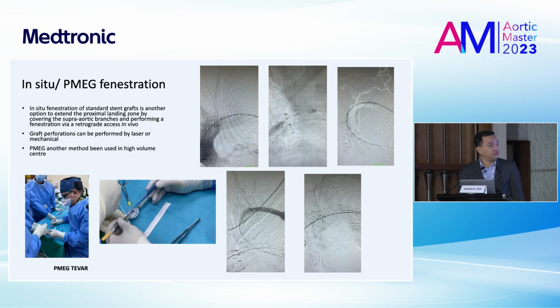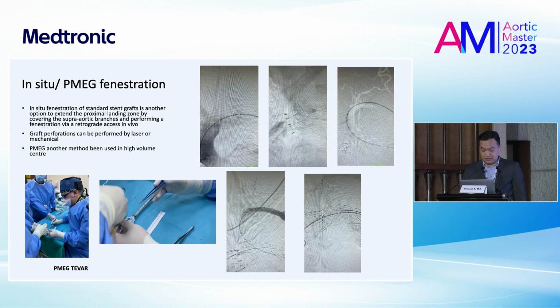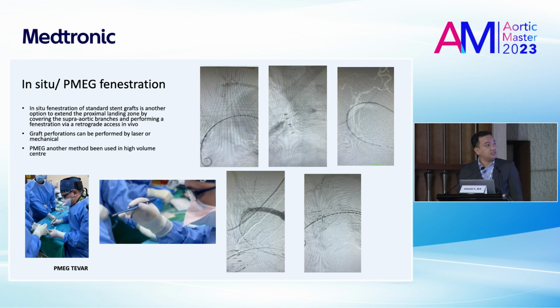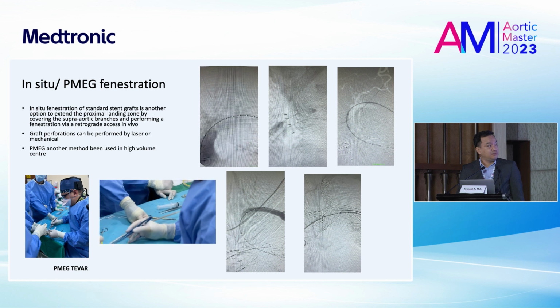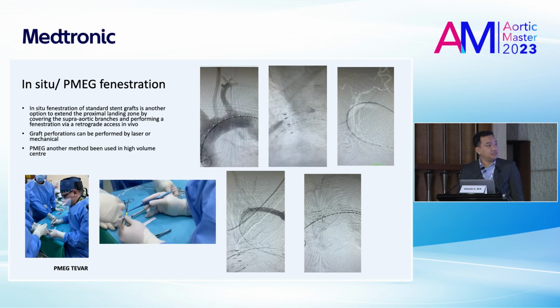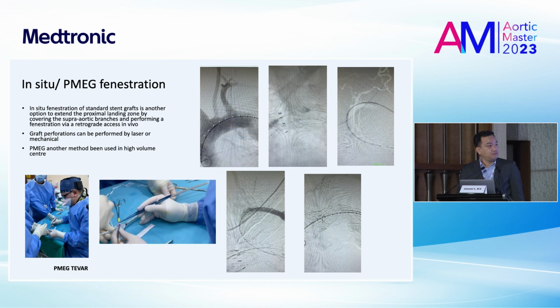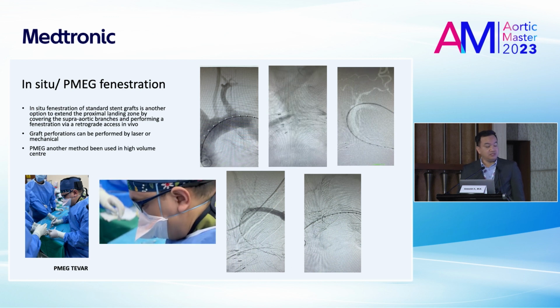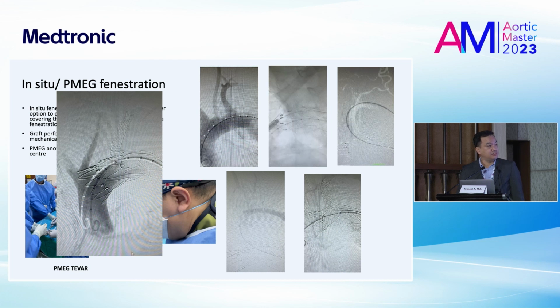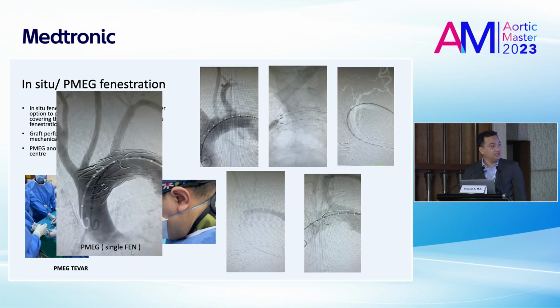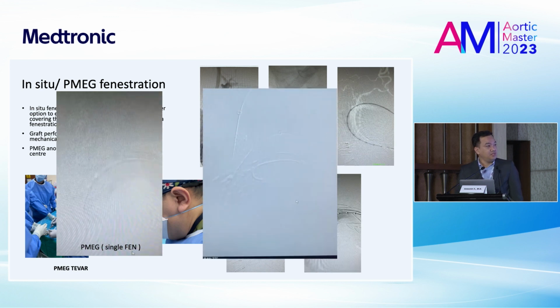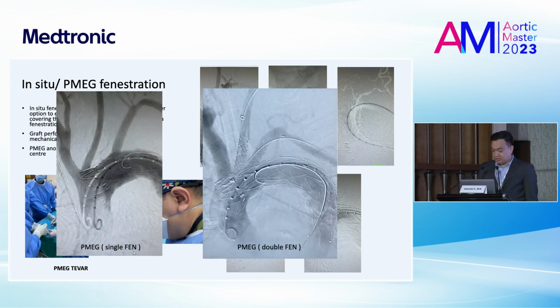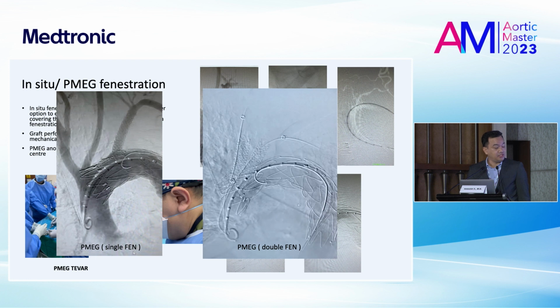Together with my team, we did PMEG TEVAR, and you can see a patient with a huge type B dissection with aneurysm. This patient was treated entirely from the groins. At the end of the procedure, they only have one small incision, a small wound at the groins. It can be a single PMEG with a single fenestration, or a double PMEG with double fenestrations.